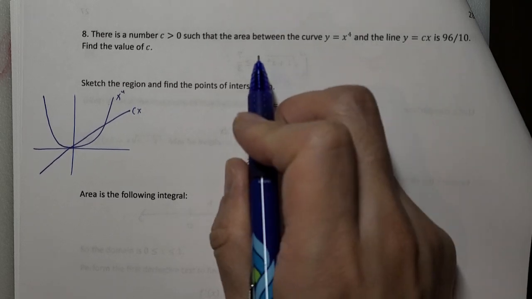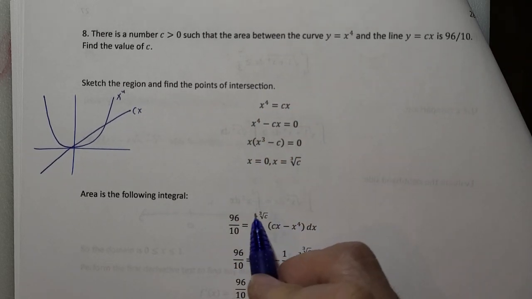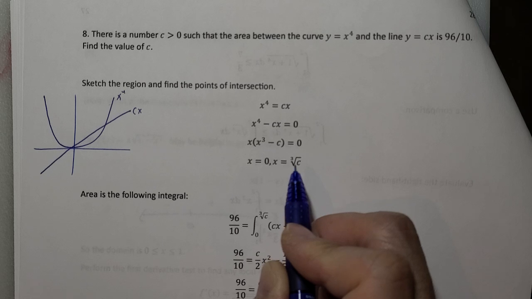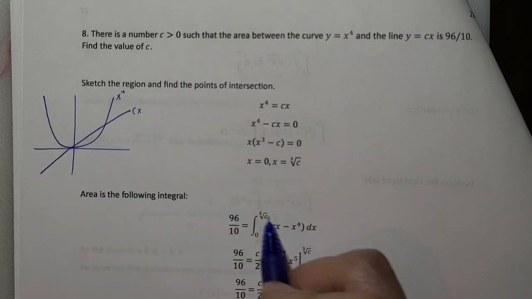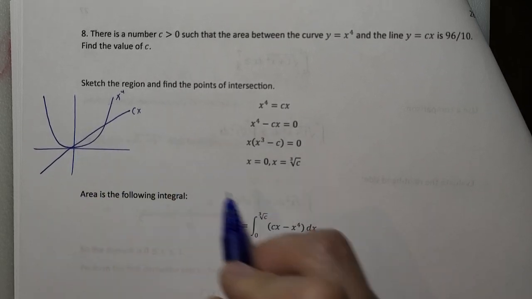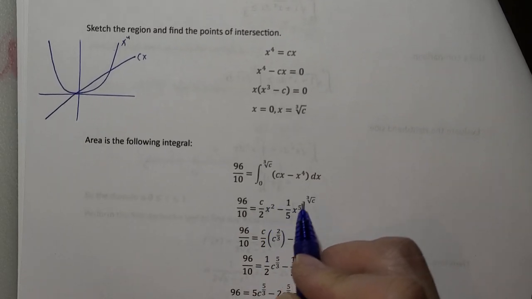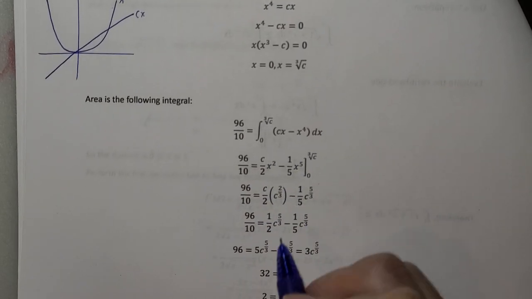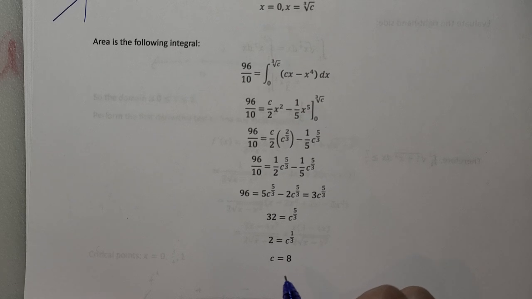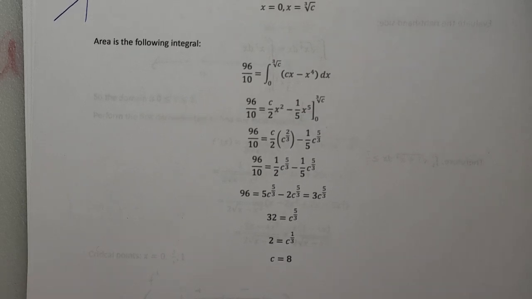96/10, that tells us the area between the curves, equals the integral from 0 to cube root of c, upper curve, which is cx, minus lower curve, that's x to the 4th. Now we go through the motions, power rule for both of these, fundamental theorem of calculus. Solve for c. You can go through the algebra yourself. C is 8. Okay, so this one's actually quite simple.